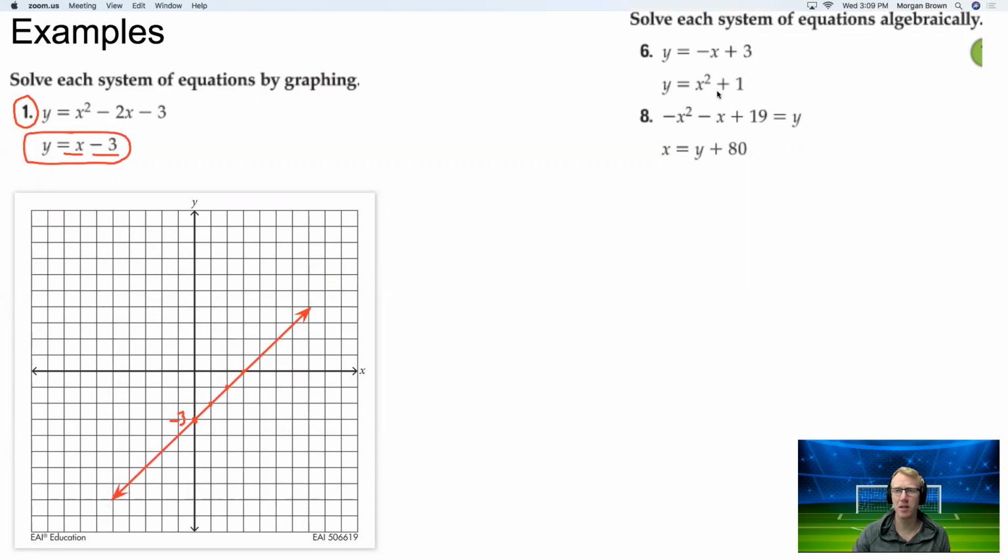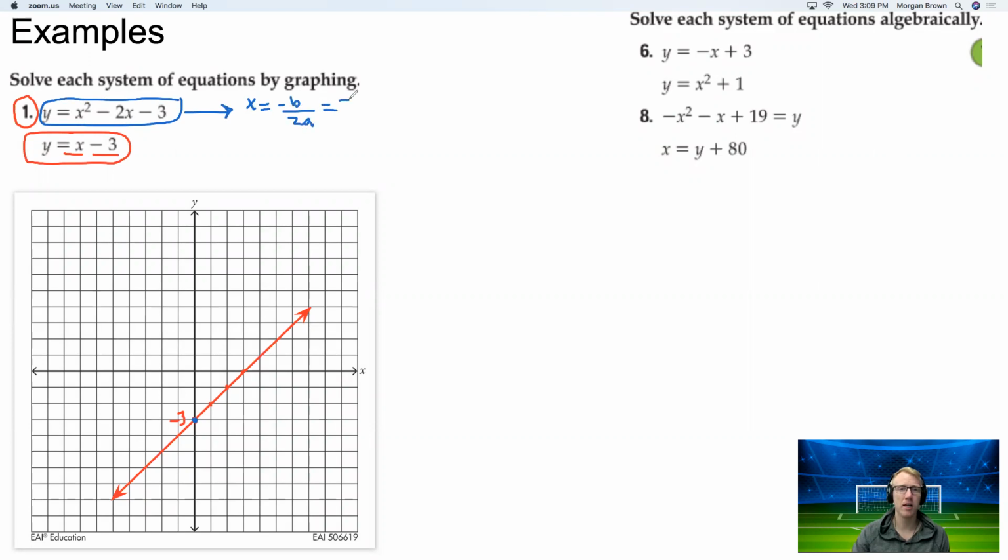Now for the parabola, let me change colors here for you. For the parabola, we know the y-intercept is -3, which is kind of cool. So obviously they're going to cross right there. But we really want to find the vertex of a parabola in order to graph it easily. So you might remember x equals -b over 2a. That's how you find the vertex.